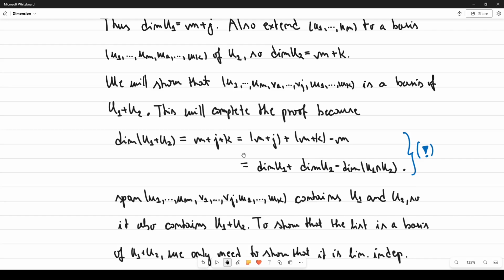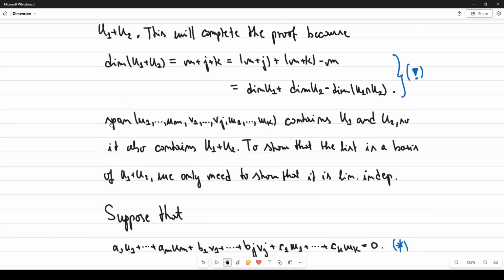This will complete the proof because if this is the basis of this, then the dimension of this is equal to m plus j plus k, which can be rewritten as follows. We add and subtract an m, and then we group terms like this. This is the dimension of U1, this is the dimension of U2, and this is just the dimension of the intersection. So by showing that this list is a basis of the sum, we will have completed the proof.